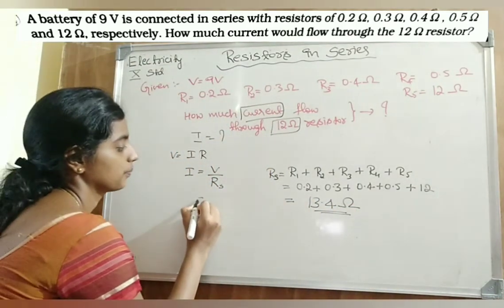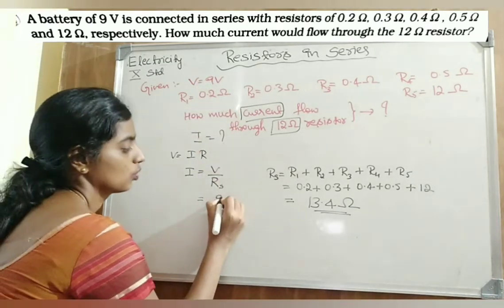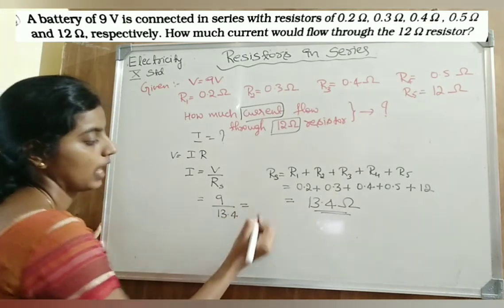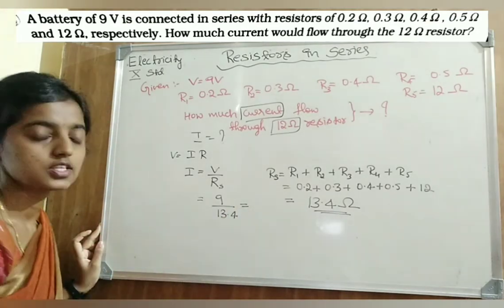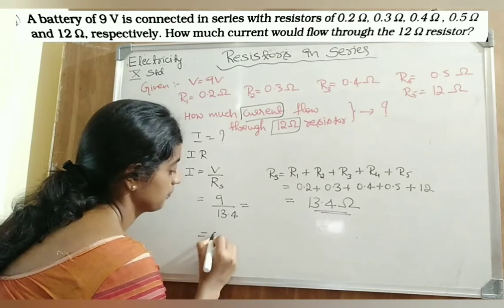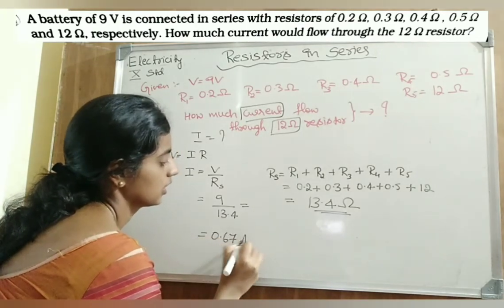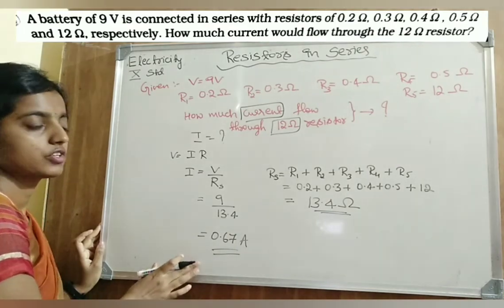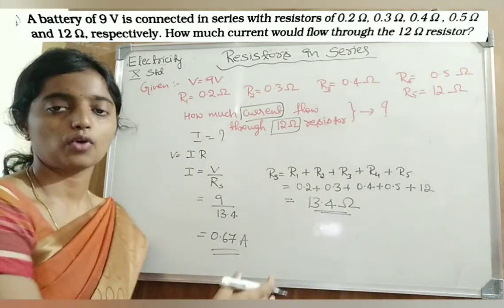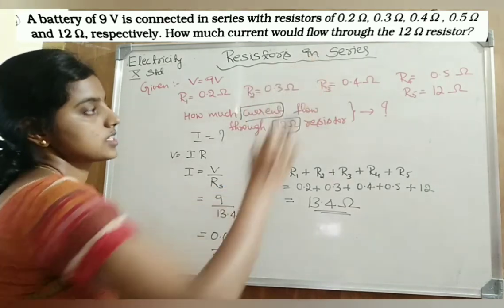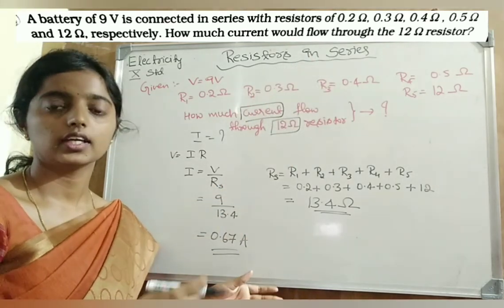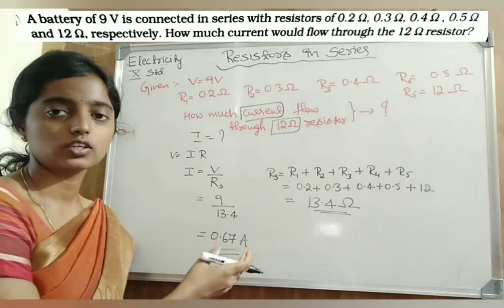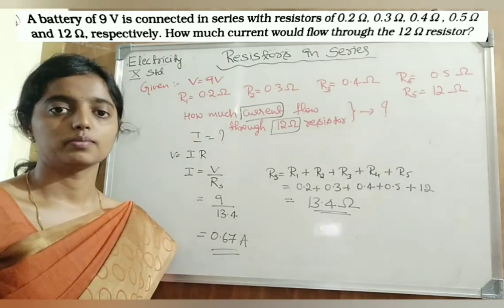Now substitute here. V is what? 9. RS is what? 13.4. Now calculate this. We will get 0.67 ampere, that is the current. Now we have solved almost all the different problems which come under resistors in series. Practice them, rewrite and practice them so that you will get an idea how to modify the equation and how to solve the different problems.